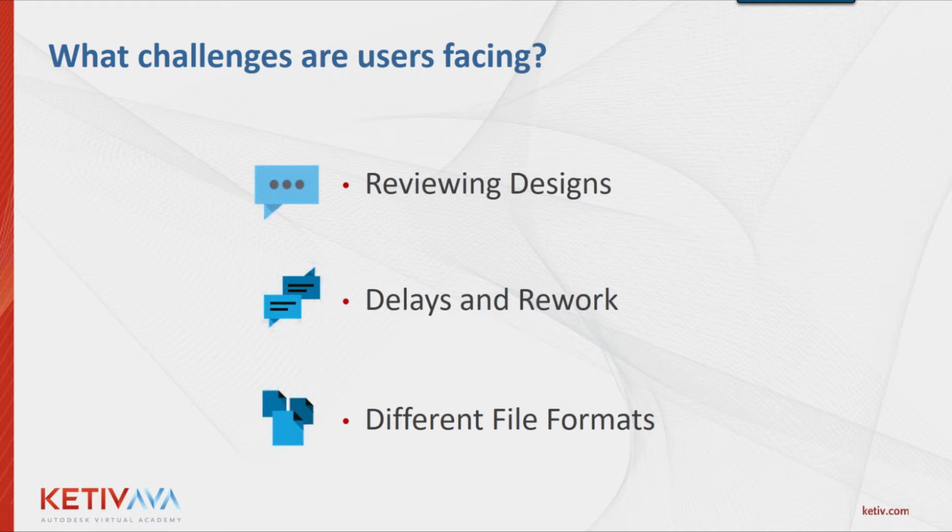So if you misinterpreted someone's feedback on a phone call and you made a design change and it was the wrong change, that could ultimately result in either a rework on the project or even just a delay on the project. It's also very likely that different members of the team are using different tools. For example, a window manufacturer might be using Inventor to design their product, but the architect on the project might be using Revit. And then the end customer might not have access to CAD tools at all.